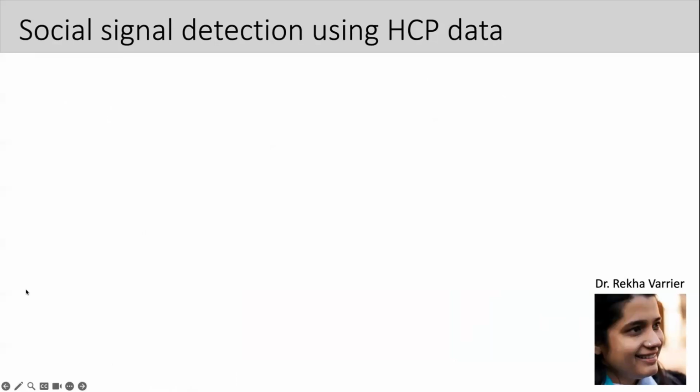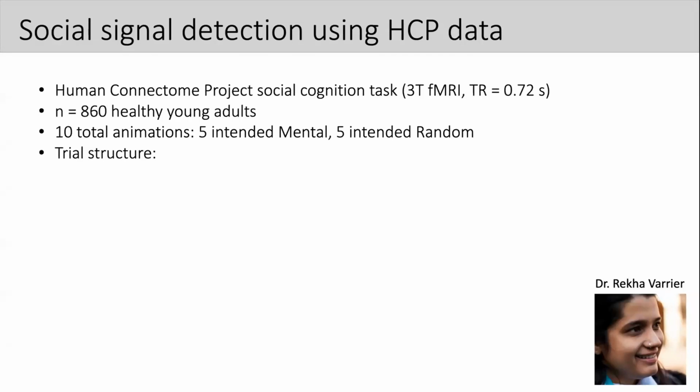Okay, so we are really interested in how individuals make sense of these animations and how they do so differently. As a first stab at looking at this, we turned to the Human Connectome Project data, which has a large number of people but a small number of actual stimuli. Just to briefly introduce this data set, this is the social cognition task.